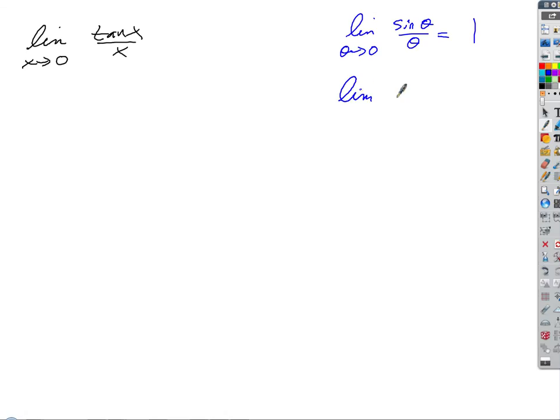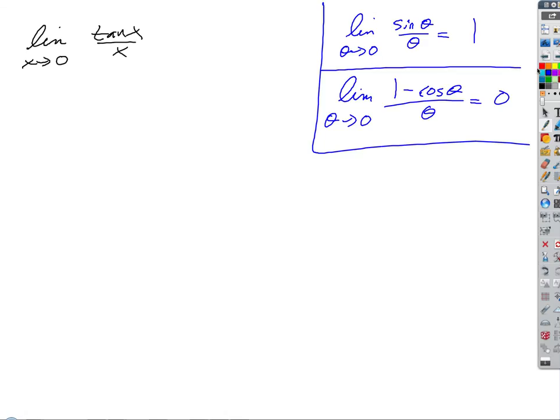The other one is the limit of 1 minus cosine theta over theta as theta approaches 0 is 0. So those are two, and this one needs no proof because, as I'll show you tomorrow, if I can prove the first one, I can use trig identities and easily get from here to here. So this one takes care of both. For today, let's just look at how these are useful. Tomorrow I'll prove it. So now, given that, what do you think we can do with this? Any suggestions?